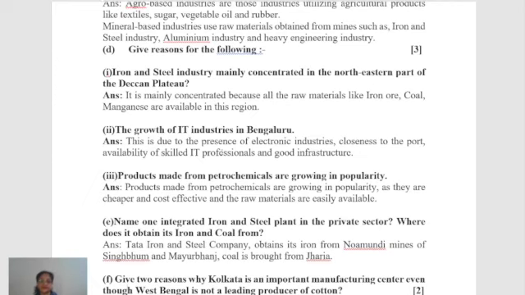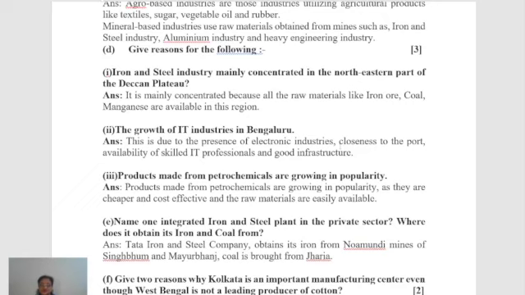Number two is the growth of IT industries in Bengaluru. What is the reason for that? This is due to the presence of electronic industries there and very close to Bengaluru also. Closeness to the port, right? Because Bengaluru is lying at such a location where you'll find the coastal area on both sides.